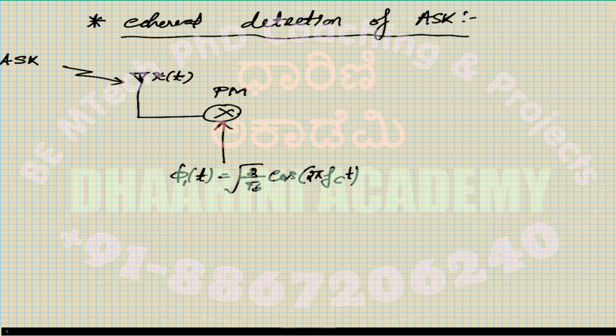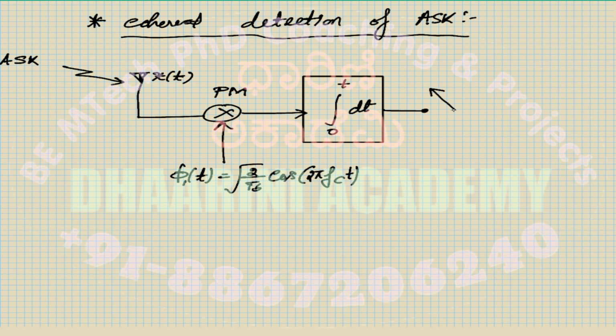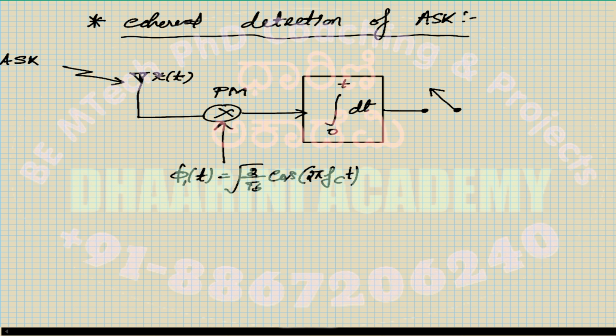Okay, once this is done, the next part is a simple integrator circuit. It performs integration from 0 to t, dt. So integration is carried out and then you sample it. The next part of the circuit is a sampler, right? So we denote the sampler in this fashion, like this. So this is going to take the sample.